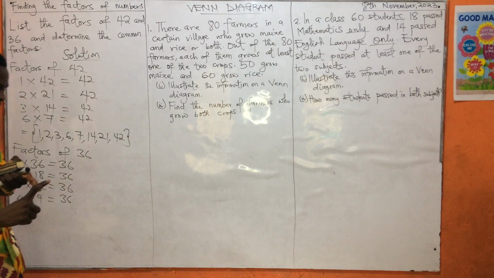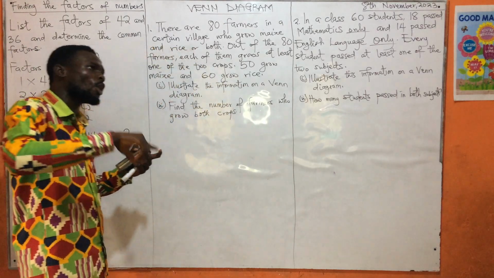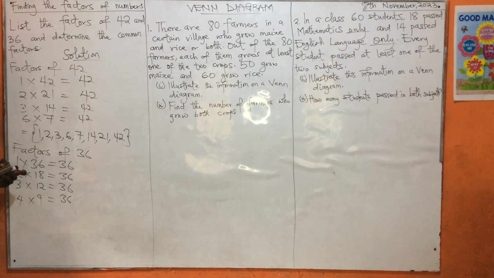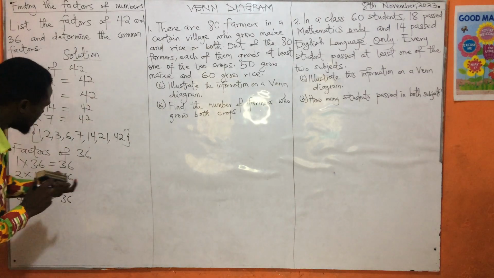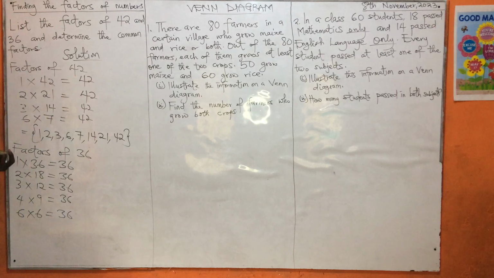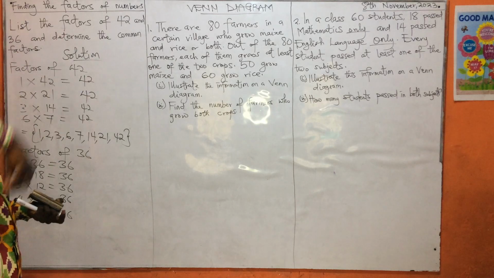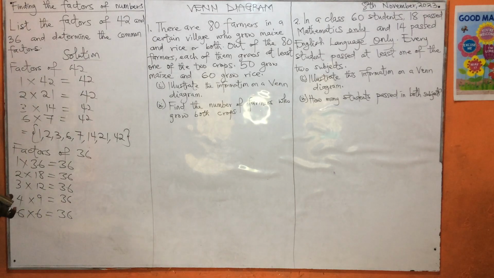6 times 1 is 6. 6 times 2 is 12. 6 times 3 is 18. 6 times 4 is 24. 6 times 5 is 30. 6 times 6 is 36. So if 6 times 6 is 36, then 6 is a factor of itself. Now after 6, we go to 7.